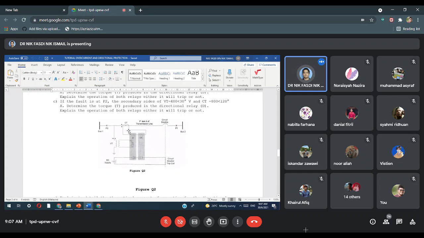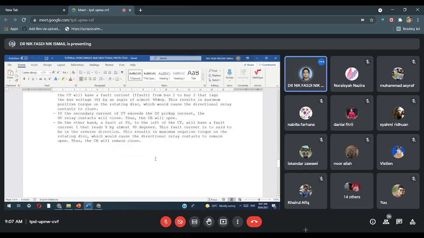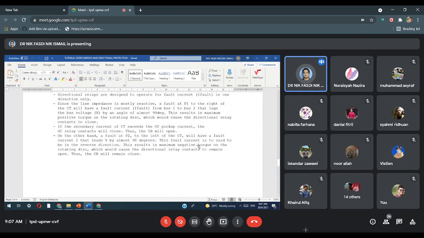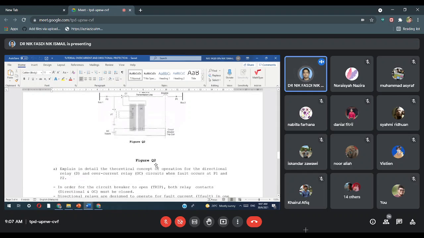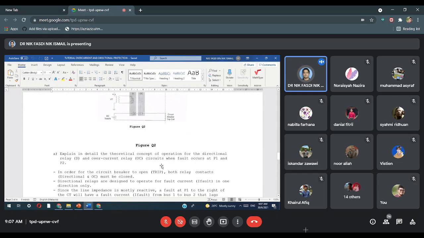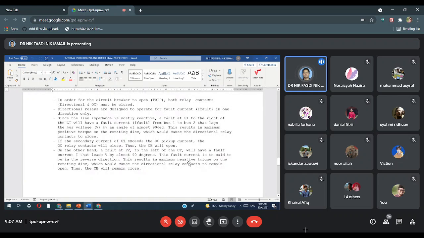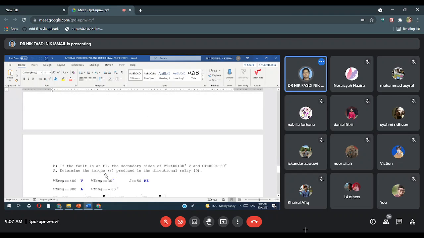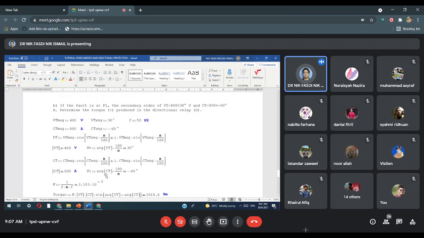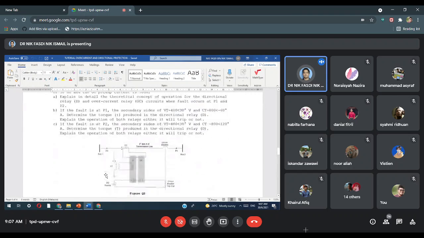Maksudnya here it can differentiate between the fault here and the other fault here. Itu maksud dia. Okay, this results in maximum torque. Ini cerita negative because we know, for on and off, the context is actually it uses torque, it has a disc. Alright, we call it the rotating disc, which will cause the directional relay contact to remain open, thus the CB will remain closed. Okay. Alright, that is question number 1A.